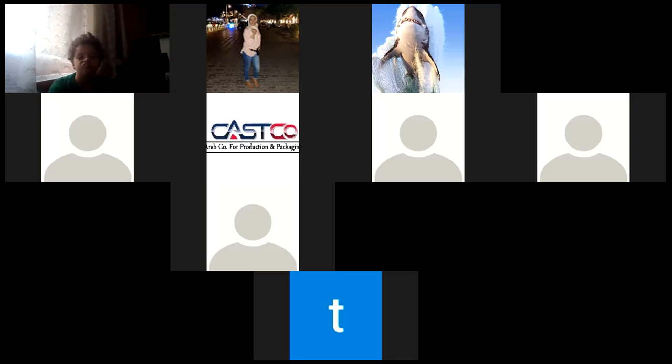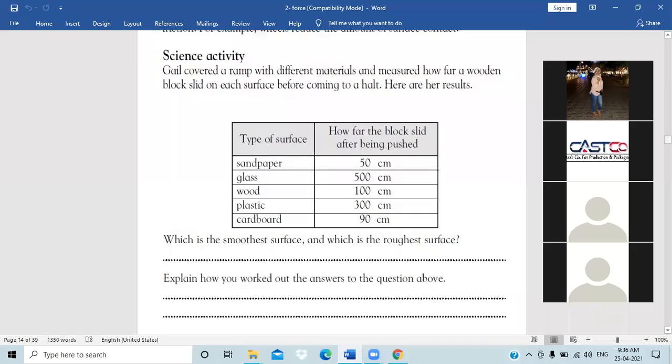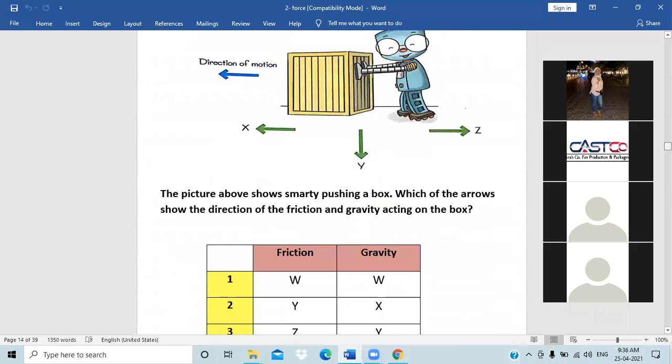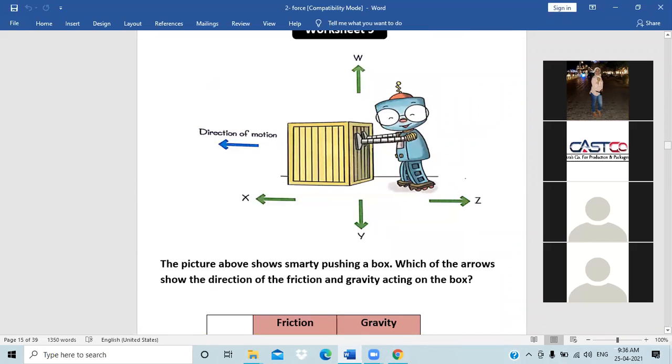So let's continue, guys. We finished page 14, so we're going to do page 15 now. In page 15, we have a robot. His name is Smarty. Now, Smarty is pushing a box. And right there, they're showing us the types of forces that are affecting the box. There is W and Y. All of those arrows with those letters represent the forces which affect the box.